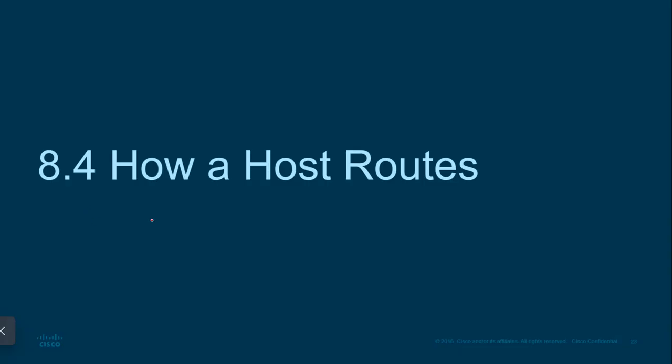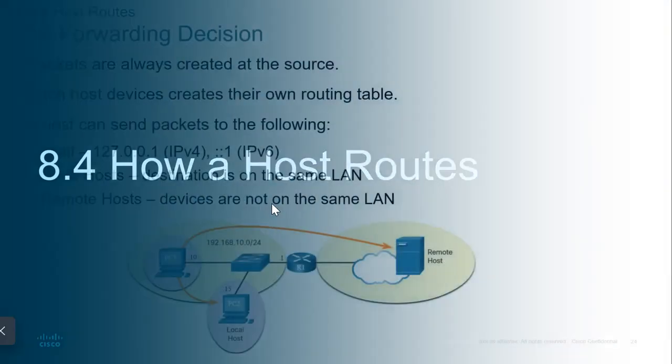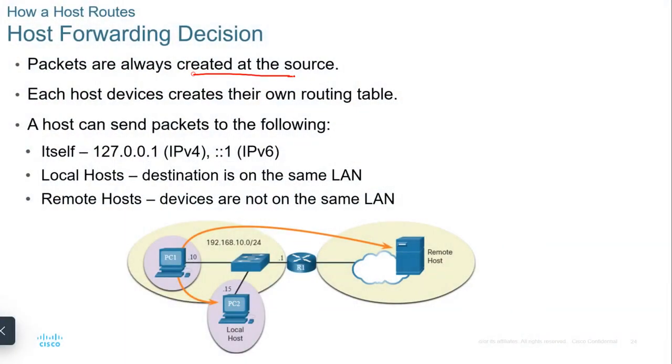So we have this section here on how a host does routing. Packets are always created at the source, and then the destination receives. But we don't have a specific source and destination; that happens in a context, in a direction. If the sending device is the one that creates a packet, then the other one receives. The sender creates, and the receiver just receives.